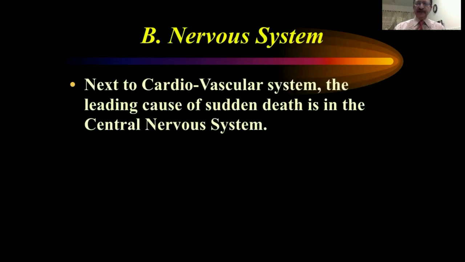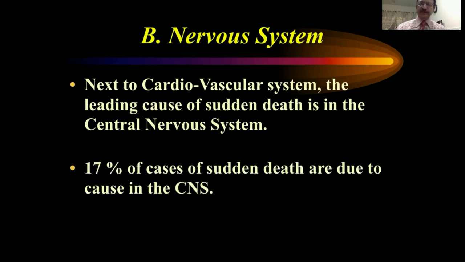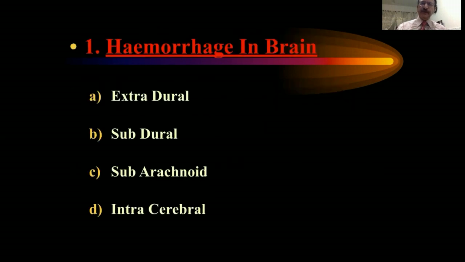Then the causes in the nervous system. Next to the cardiovascular system, this is the most leading cause of sudden death. It has been seen that 17% of the cases of sudden death are due to diseases in the central nervous system. That can be hemorrhage in the brain: extradural, subdural, subarachnoid, or intracerebral.